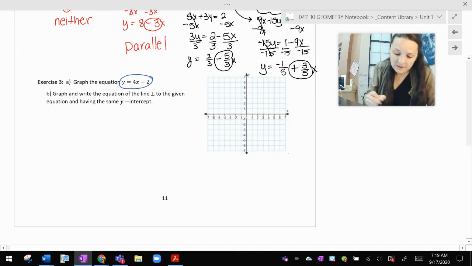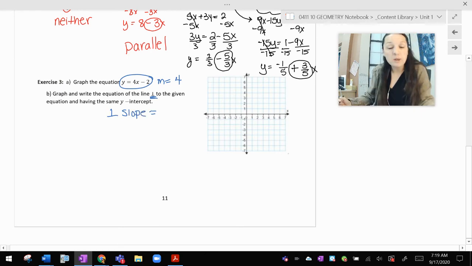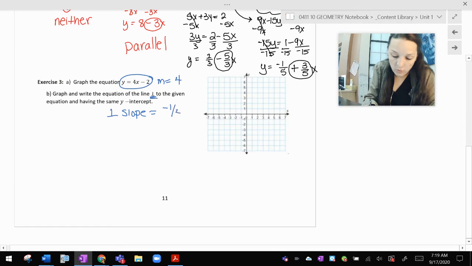I have this line. I want to write the equation of another line that's perpendicular to it. Well, my current slope is 4. My perpendicular slope to 4 would be the opposite reciprocal. So 4 over 1 becomes negative 1 over 4. And I want it to have the same y-intercept. I have that too. It's negative 2.